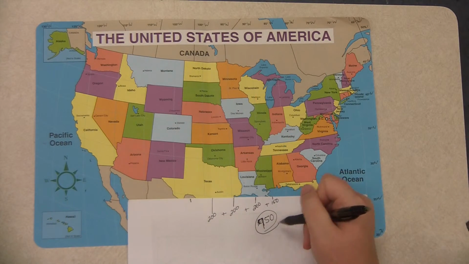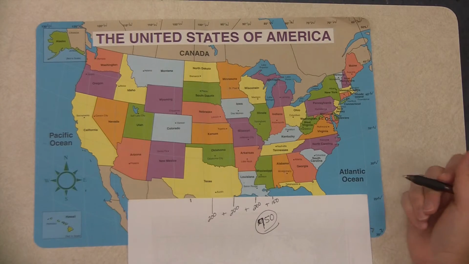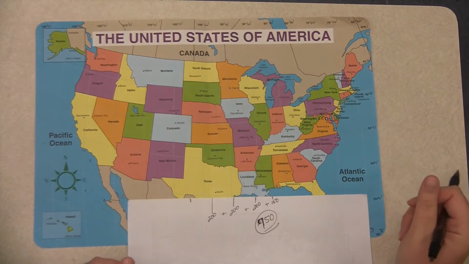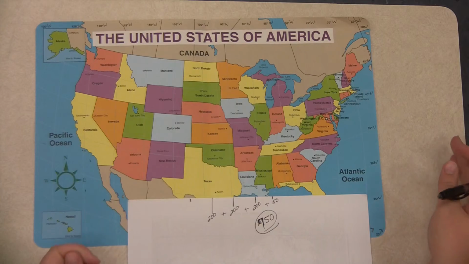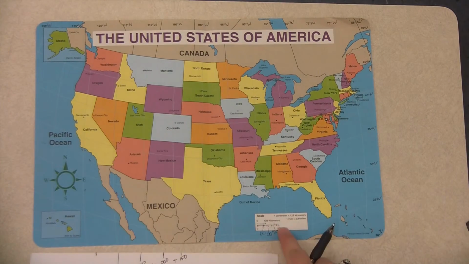So if you came up with 800 miles, I wouldn't be marking you incorrect. I give you a little bit of leeway while you're rounding. And that's how you find the distance between 2 points on a map using the scale.